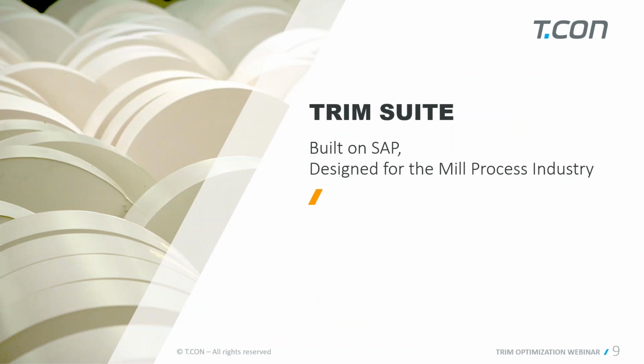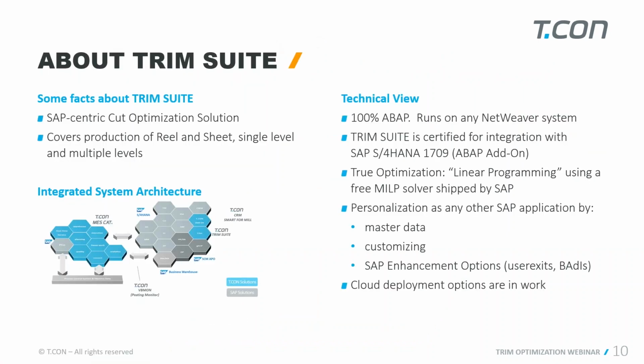So let's get to the second part of my piece of the demo. I would like to introduce the trim suite as a product from T.CON. Well, the trim suite, of course, is a tool for running cut optimization. We cover the area of production of reels and sheets. We have application areas where we do that on a single level, just producing reels that come out of a paper machine, like in the case of a model HE. But of course, we also have scenarios where the reels are cut in a second step to smaller reels or to sheets. So we talk about multi-stage optimization in such a case.